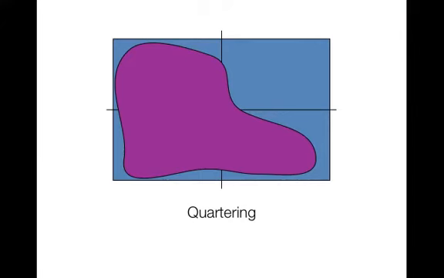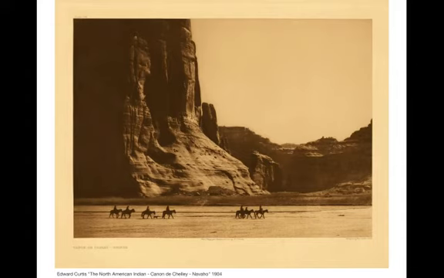Quartering is a very informal technique. It's where we draw a single vertical line through the center of the image and a single horizontal. And typically in this strategy, what we're doing is filling up 3 of the 4 quadrants in order to create a space of visual rest.